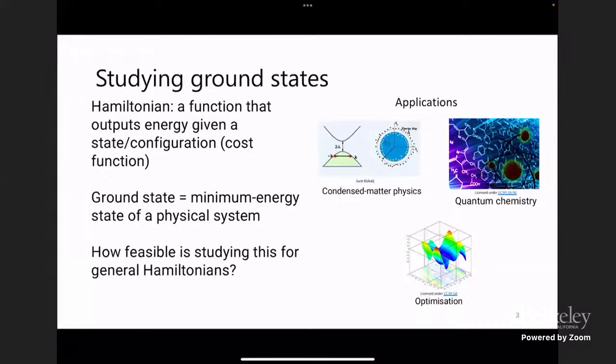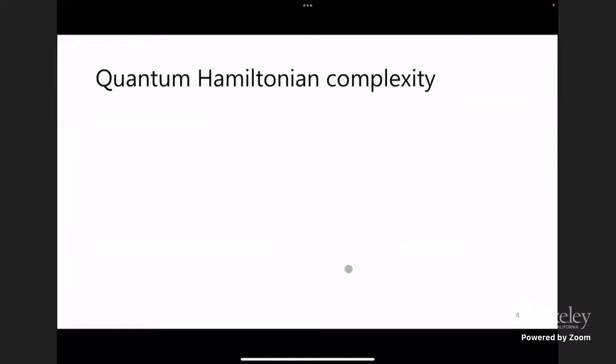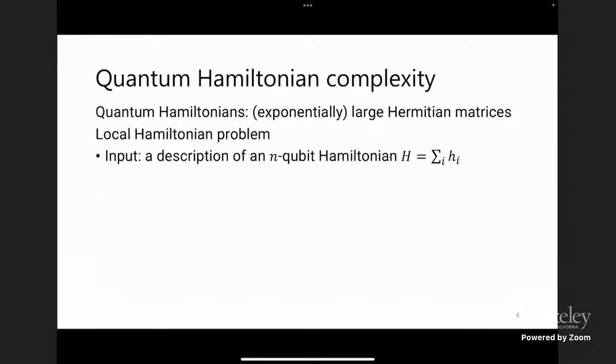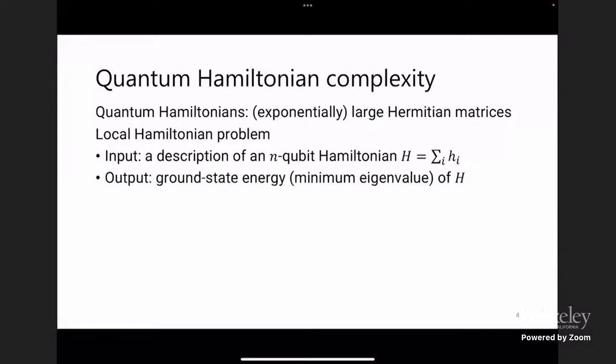So one question we can ask is how feasible is studying ground states of general Hamiltonians? In the quantum setting, Hamiltonians are simply exponentially large Hermitian matrices, and the ground state is now just the minimum eigenvalue eigenstate. There's this famous local Hamiltonian problem where we are given as input a description of some n-qubit Hamiltonian, H, which is a sum of terms Hi. This Hamiltonian is local, meaning that each term Hi acts on at most, say, k qubits non-trivially. As output, we want to estimate the minimum eigenvalue of H.